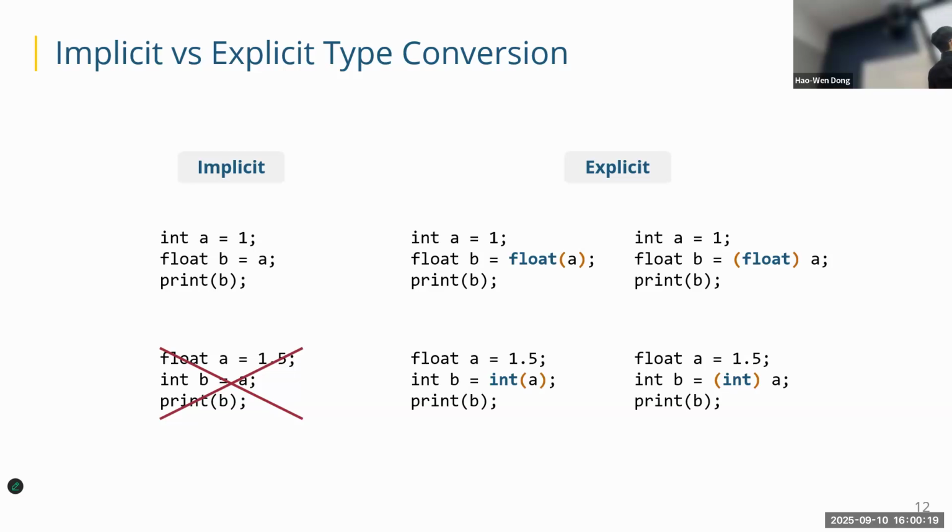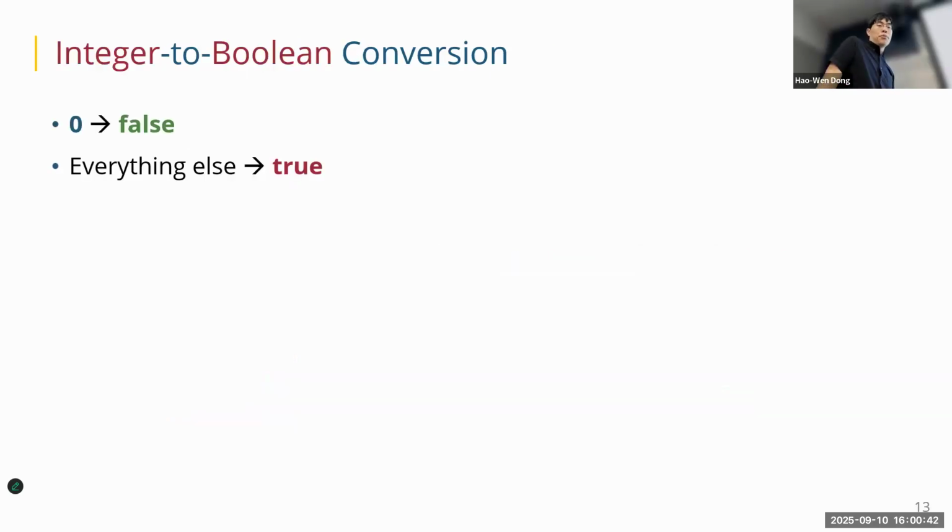But if you want to turn a float into an integer, it's prohibited because the machine doesn't know how to turn this 1.5 into an integer. So you have to specifically use int(a), or integer a. You have to convert it explicitly. I guess these are more important.